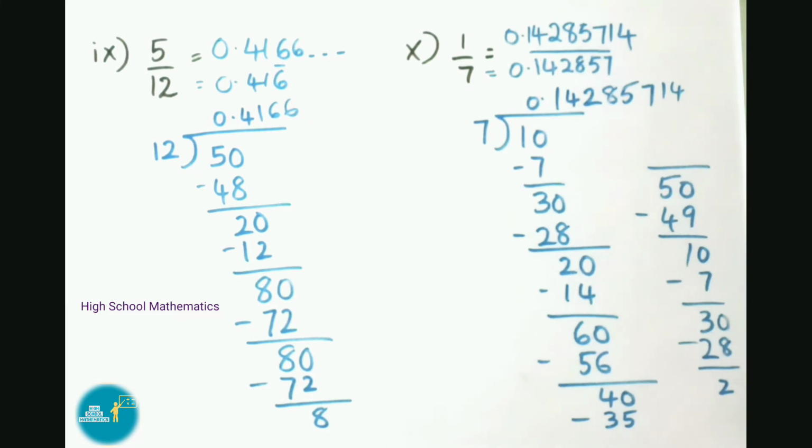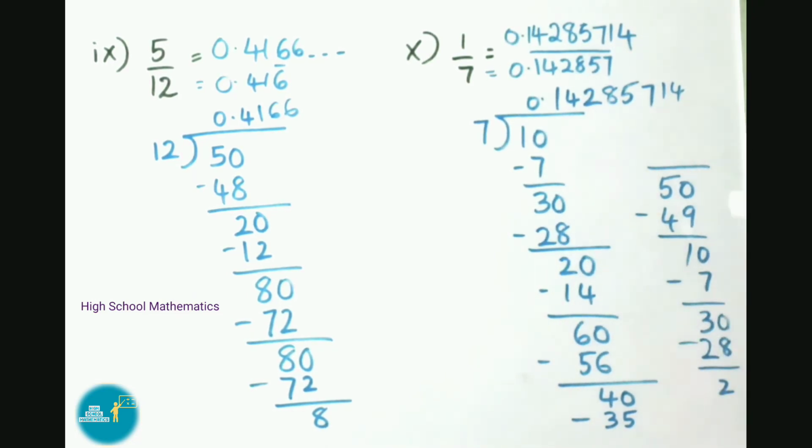Now the number is 60. 7 eights are 56. 60 minus 56, remainder is 4. Decimal is there, add a 0. Now the number is 40. 7 fives are 35. 40 minus 35, we get a remainder 5. Decimal is there, add a 0. Now the number is 50. 7 sevens are 49. Again 50 minus 49, we got remainder 1. Decimal is there, add a 0. Now the number is 10.